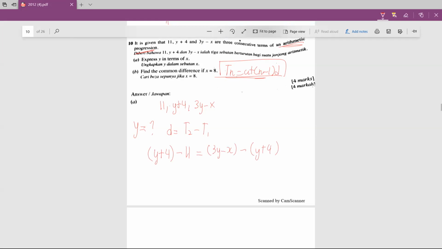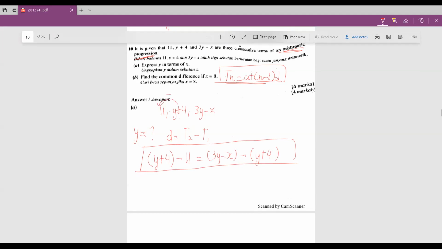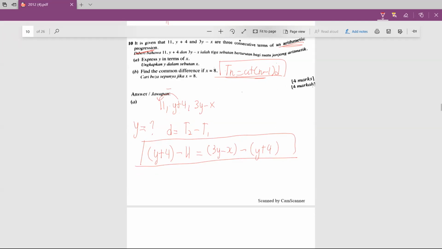Faham tak? Okay, this is the concept yang kena tahu. Benda ni sangat penting. Because why? If this minus this, we get d, dapat d. Betul tak? This minus this is a particular value, and this minus this is also a particular value. Ingat, in a progression question, the common difference is always the same. So if T2 minus T1 is 5, then T3 minus T2 is also 5. It cannot be another number. Faham tak? Okay, understand. So now, let's do the question.